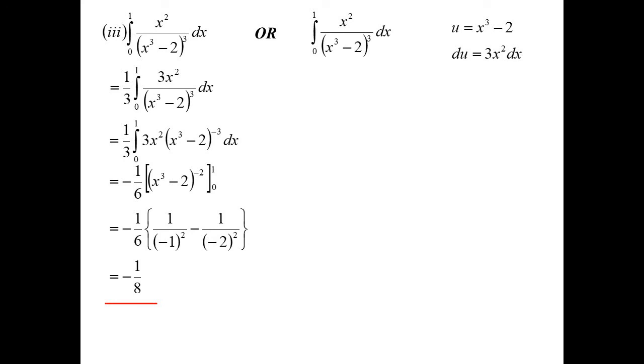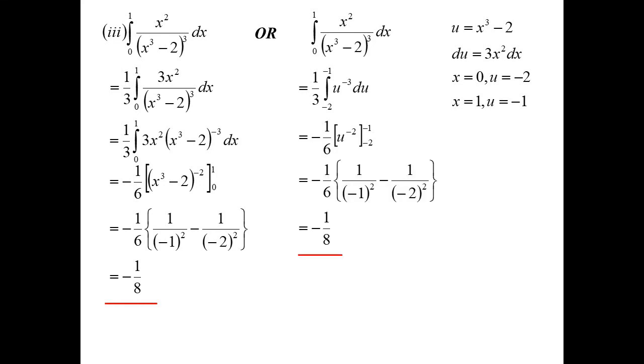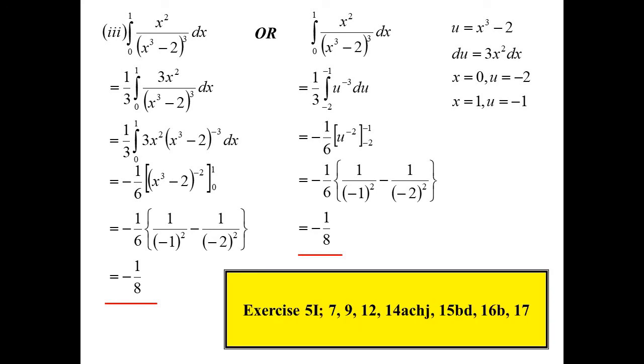So if I keep those values, it's not going to work. I've got to change those as well. So how do I do that? Well, that's all right. I've got a little formula there. U equals x cubed minus 2. So when x is 0, u will become negative 2, and when x is 1, u will become negative 1. So now we can substitute in. We have 1/3 the integral from minus 2 to minus 1 of u to the minus 3 du. Now in this situation, we don't have to change back because we're substituting in these new limits. We should get the same answer. So when I substitute in, oh, what do you know? We get minus 1/8 again. But as I say, we'll look at integration by substitution in more detail later.